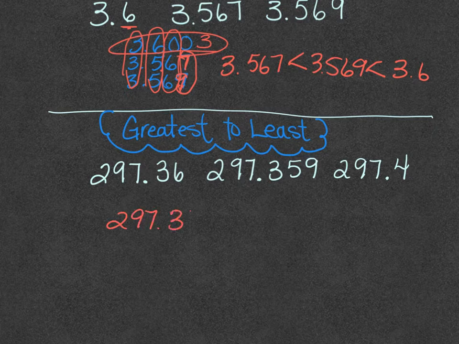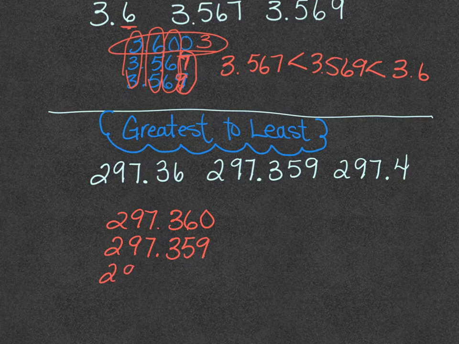297 and 36 hundredths, but I notice that these are going to the thousandths, so I'm just going to make that into an equivalent decimal. Sorry, I keep saying fraction. 297 and 359 thousandths. 297 and 4/10, but I'm going to make that into an equivalent fraction to the thousandths, so that makes sense.